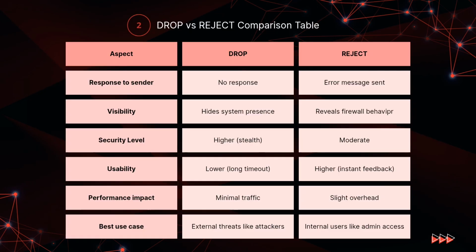For number 2, this is the comparison between drop and reject. In terms of security, drop provides a higher level of protection because it hides the presence of the system and makes network scanning more difficult. However, this comes at the cost of usability, as users may experience longer connection timeouts. While reject is more user-friendly because it provides immediate feedback to the sender, this improves usability but slightly reveals the firewall's behavior and system presence. Conclusion: drop emphasizes stealth and security, while reject emphasizes usability and clarity.